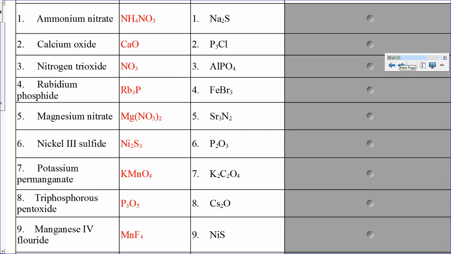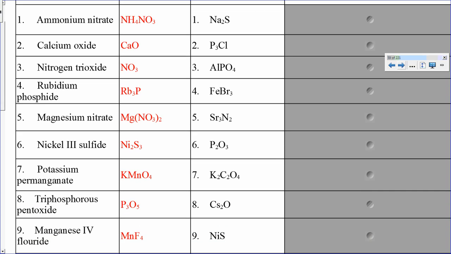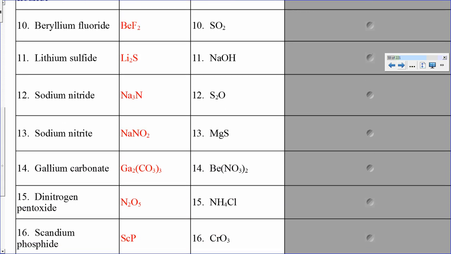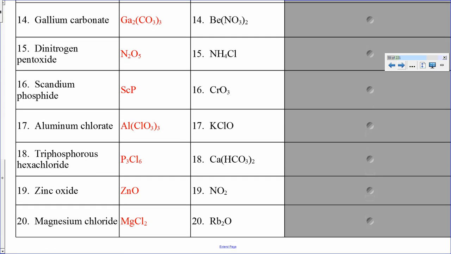So you can check your answers to the first few. And I'll scroll it down. And I'll scroll it the rest of the way. And we'll do some more practice with these in class tomorrow to make sure that you're comfortable with naming when you have mixed examples.